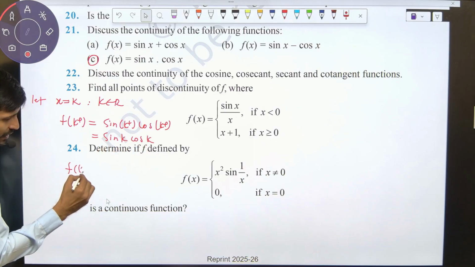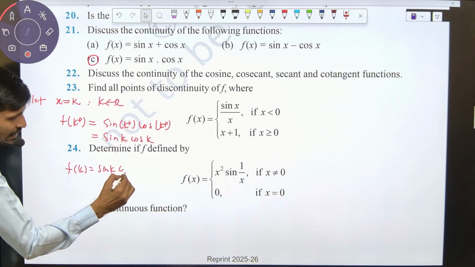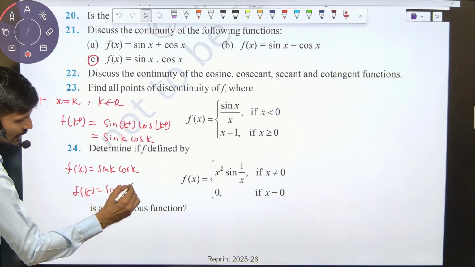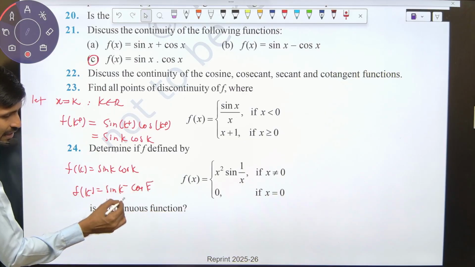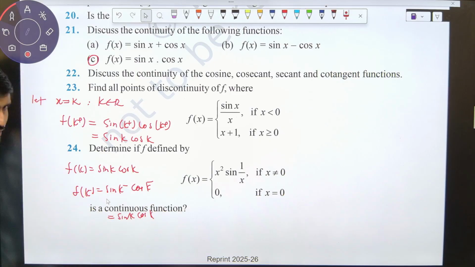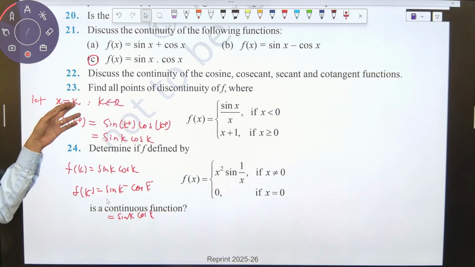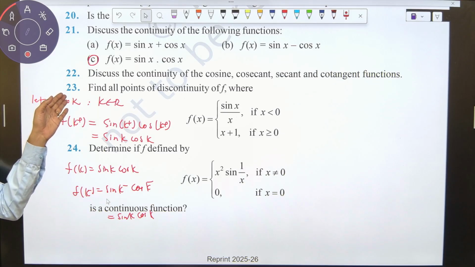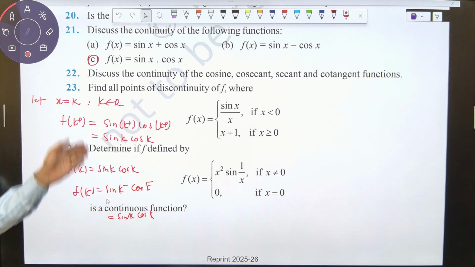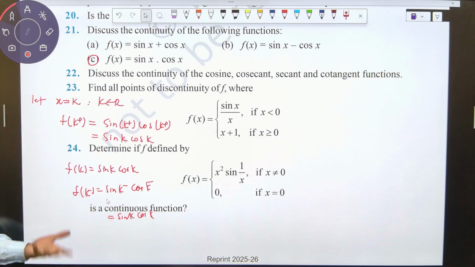Now we'll find f of k. What will be f of k? Sine k cos k. And what will be f of k minus? Sine k minus, cos k minus, and k minus changes to k. So this will be sine k cos k. All three are equal or not? All three are equal. And what is k? K is any real number. It means if we take k as 2, continuous; take k as 2.1, continuous; take k as root 2, continuous; take k as 10, continuous. Everywhere continuous. So we'll write, it is everywhere continuous.